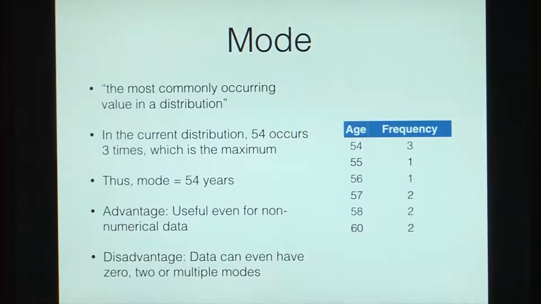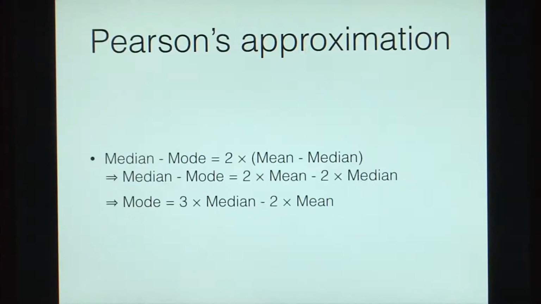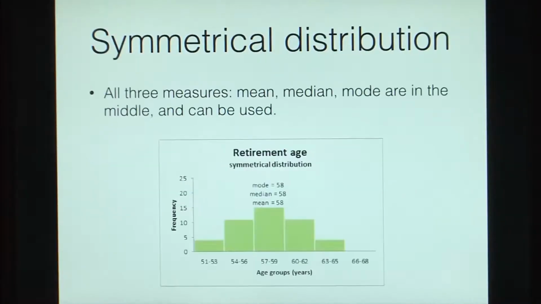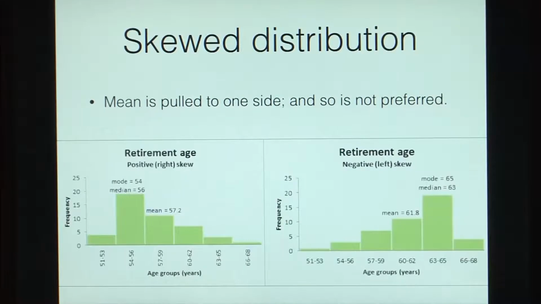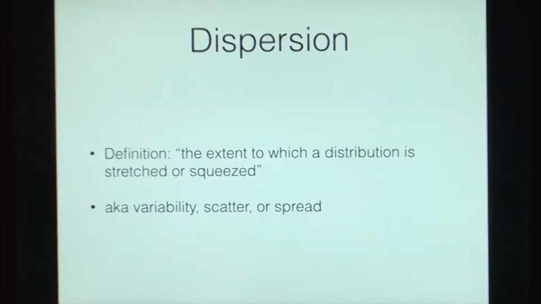Mode is the value that appears most frequently, but your values might be unimodal, bimodal, trimodal or even multimodal in some cases. We also looked at Pearson's approximation that says that mode is 3 times median minus 2 times mean. We also looked at symmetrical distributions in which we can use any of these 3, mean, median or mode, as the middle value, and in the case of skewed distribution, because mean is pulled towards one side, it does not show us the most representative value, and so it is not used in these situations.